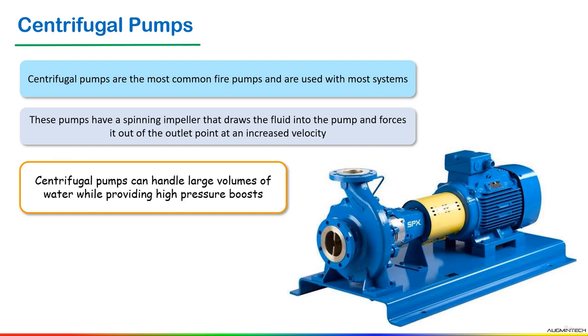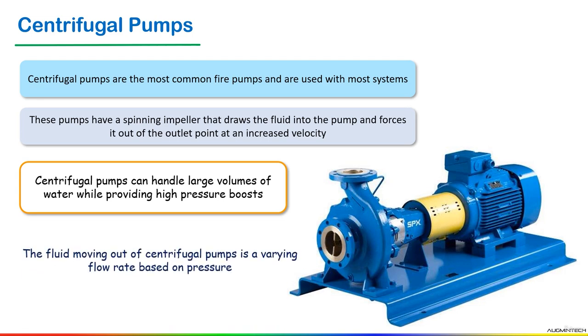As we know, in a firefighting system we are using two types of pump. First we have the positive displacement pump, then we have centrifugal pumps. The positive displacement pump we have already discussed. Centrifugal pumps we are using for large volume. Remember, if you have a high capacity range, at that time we are using this centrifugal pump because it has the capacity to handle a large volume of water. The fluid moving out of centrifugal pumps has a varying flow rate based on pressure.